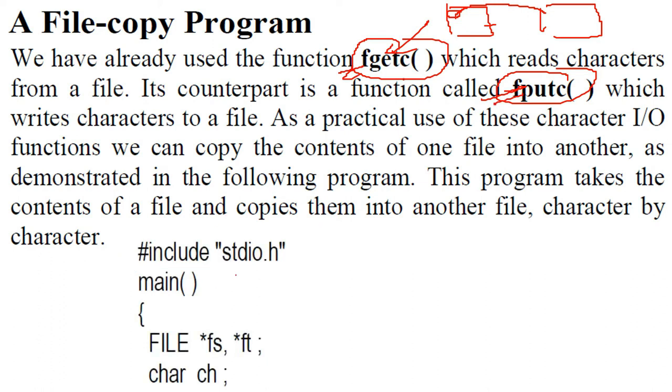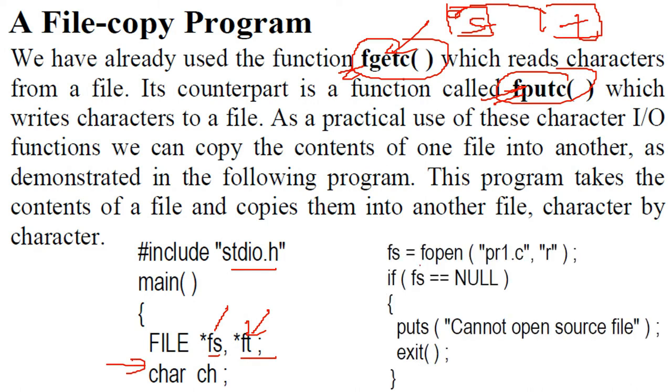This is stdio.h we have included. We have fs and ft, two file pointers. This is the source, this is the target, and we have taken a character variable. Now we try to open the first file, that is pr1.c, in read mode, and we have to check whether it opens or not, otherwise we come out.